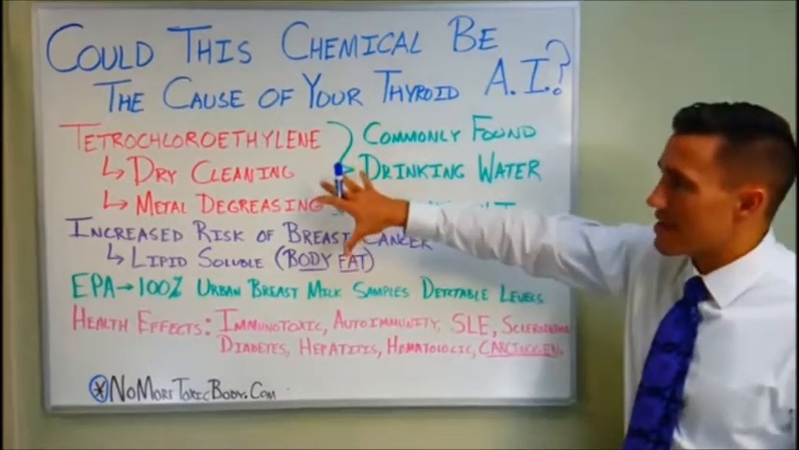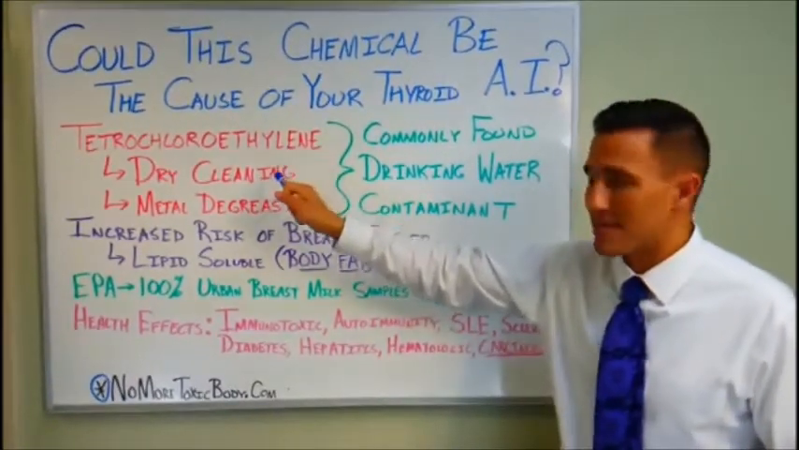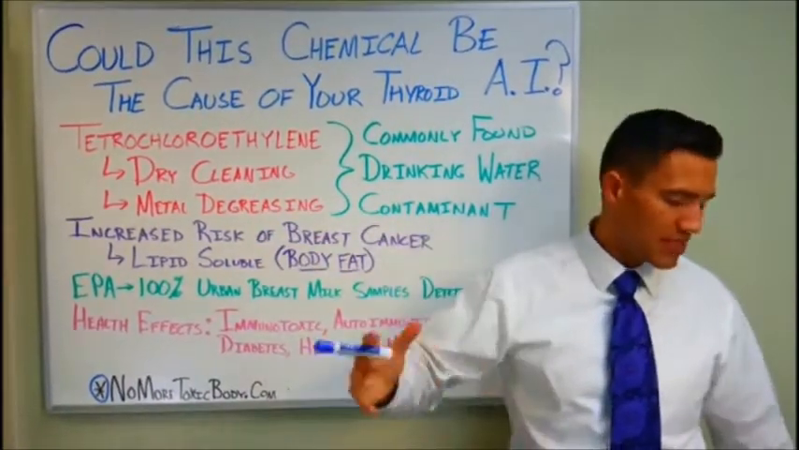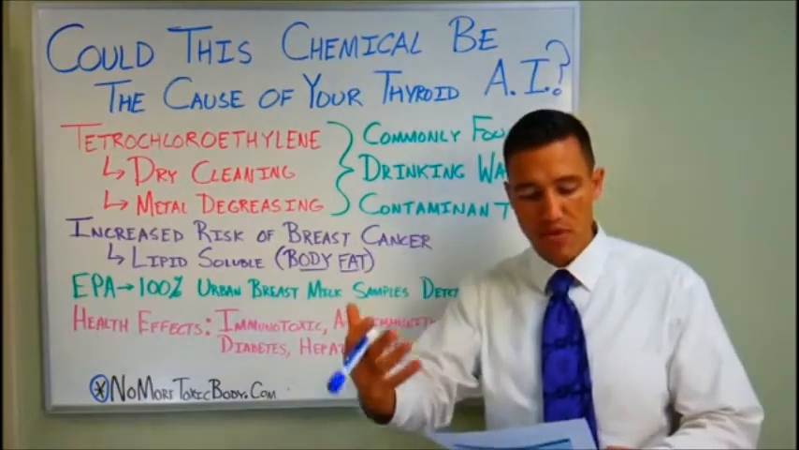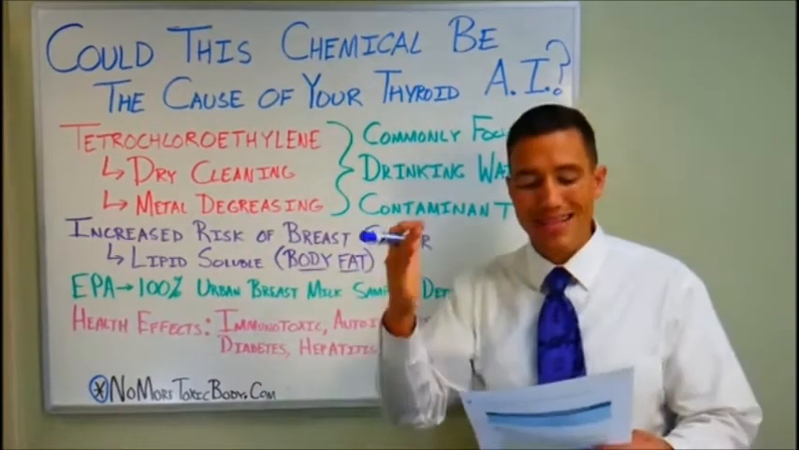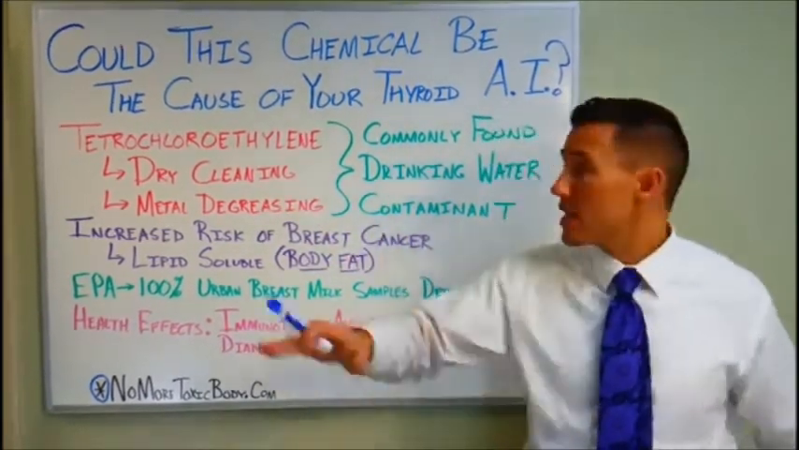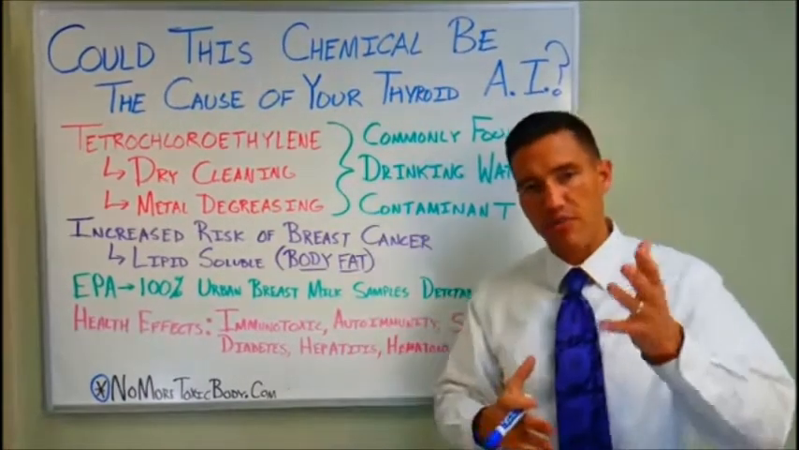Could something like this have triggered your thyroid autoimmunity? Could an exposure to something like this, from many of these sources, from chlorinated water, spot removers, paint removers, water repellents, dry cleaned clothes, leather products, adhesives, paper coatings, could a chemical like this be part of your perfect storm to develop thyroid autoimmunity?